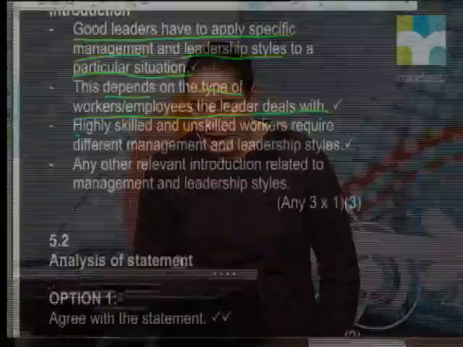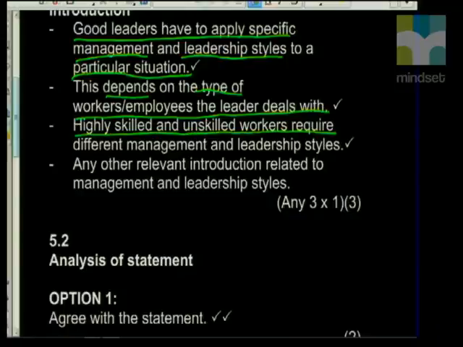So a nice example would be if you've ever changed schools, the way one school almost felt different to the other school because they had a different culture, different organization, and that's what they're saying. So it depends on your workers, and you should be flexible with what you're doing there. Another one they have here: highly skilled and unskilled workers require different management and leadership styles. That's just following on to the previous statement, where you need to be flexible to be a good leader.